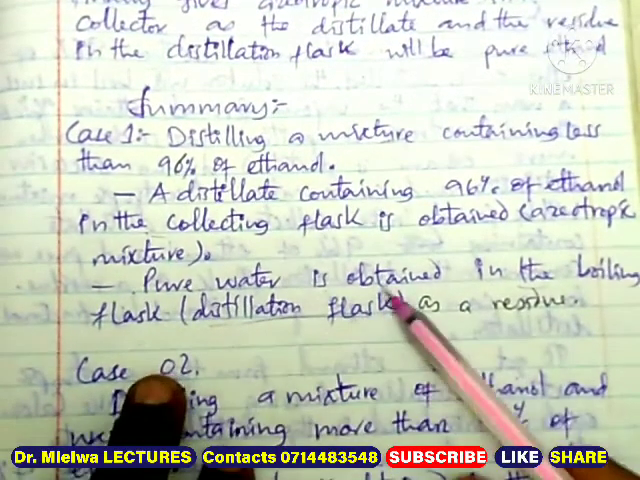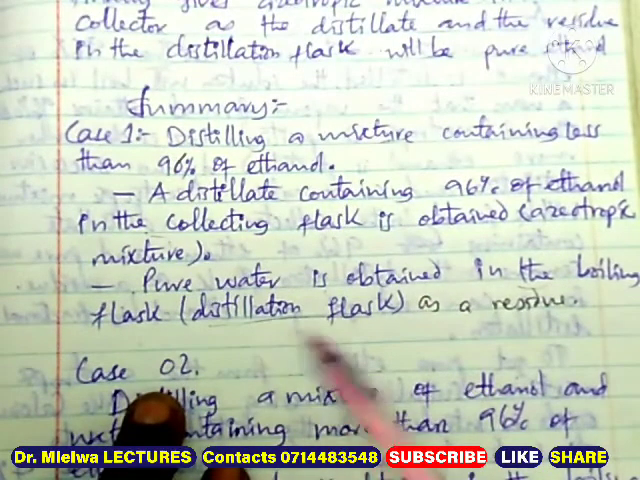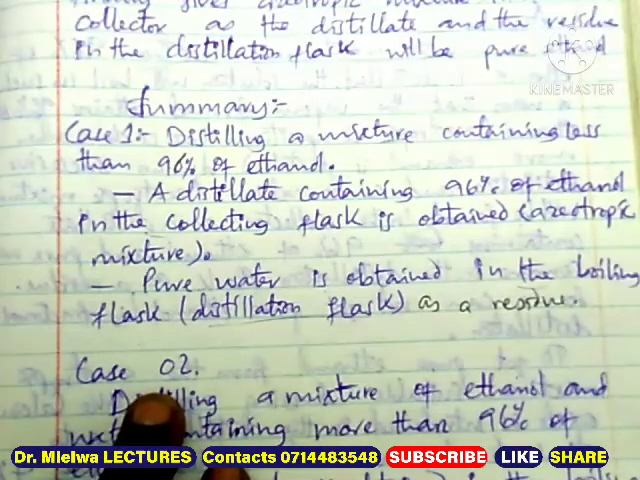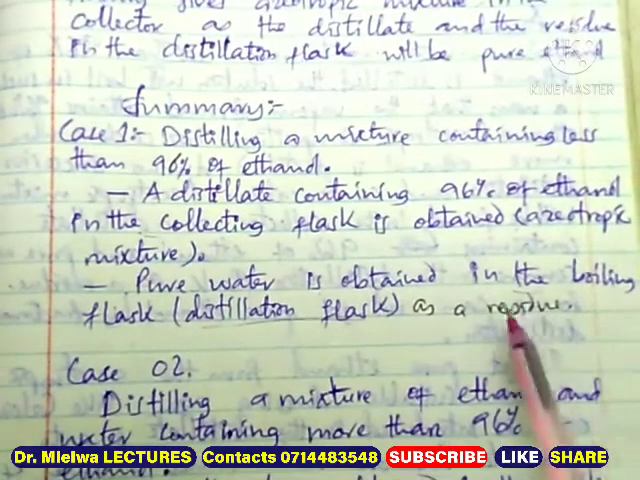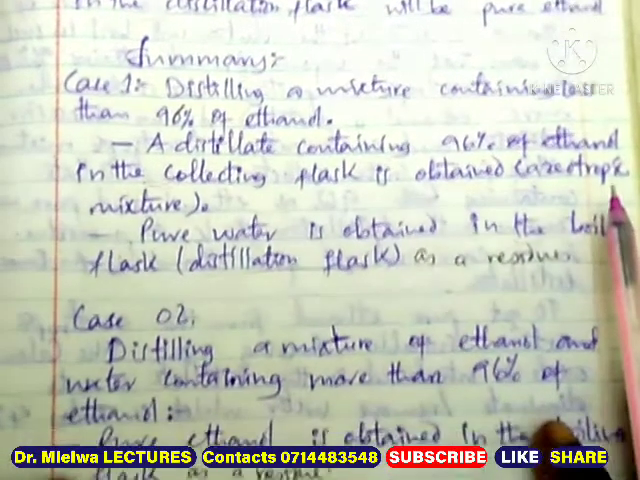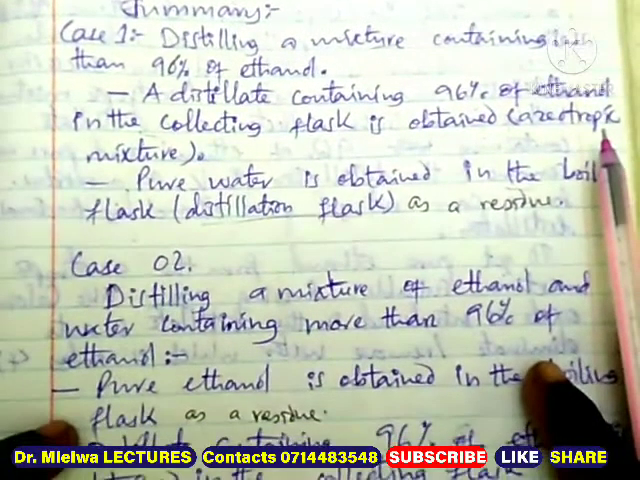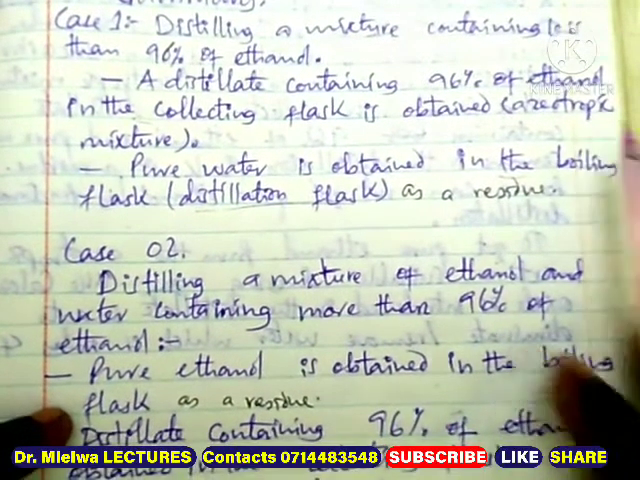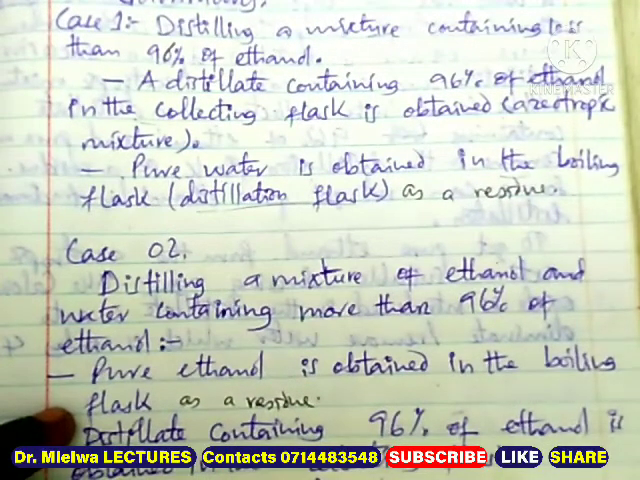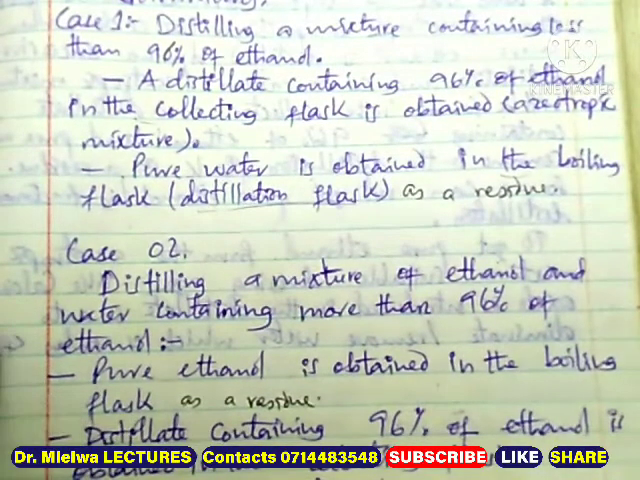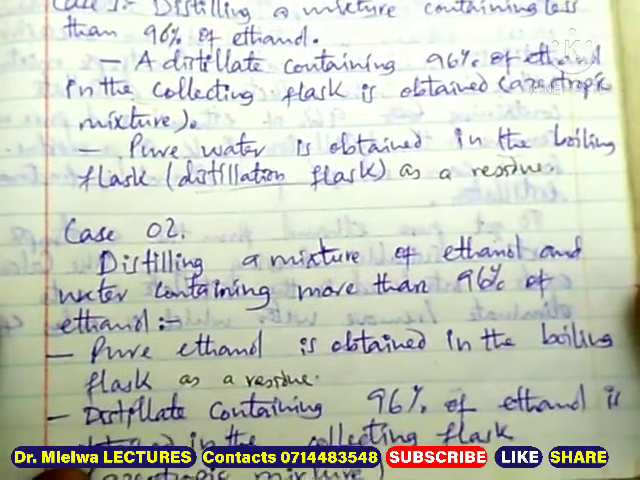But pure water is obtained in the boiling flask or distillation flask as residue. You see? But in case 2, where we distill a solution which is a mixture of ethanol and water containing more than 96% of ethanol. More than 96% of ethanol, that means the percentage of ethanol is in excess, it has exceeded the isotropic mixture.